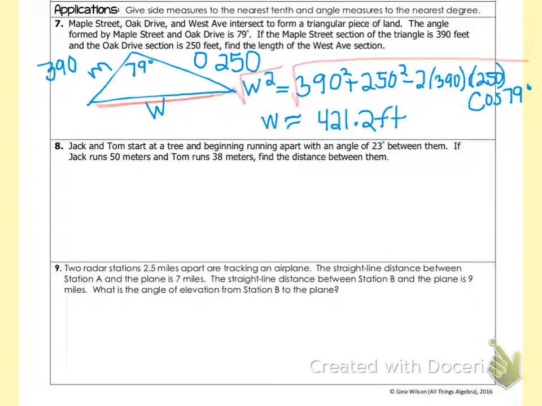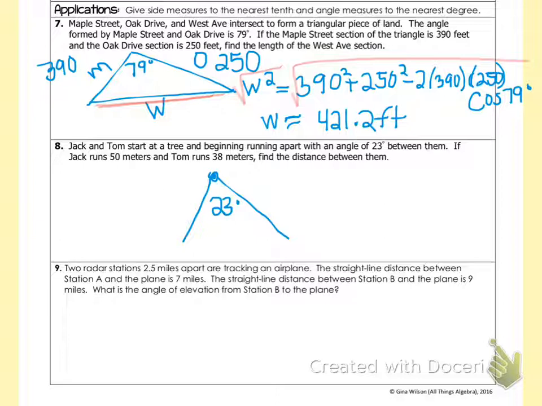So Jack and Tom start at a tree, and begin to run apart with an angle of 23 degrees between them. So the angle is 23 degrees. There's the tree. Let's say we call this T. We can't use that because they're going to use Tom. We have Tom and Jack.